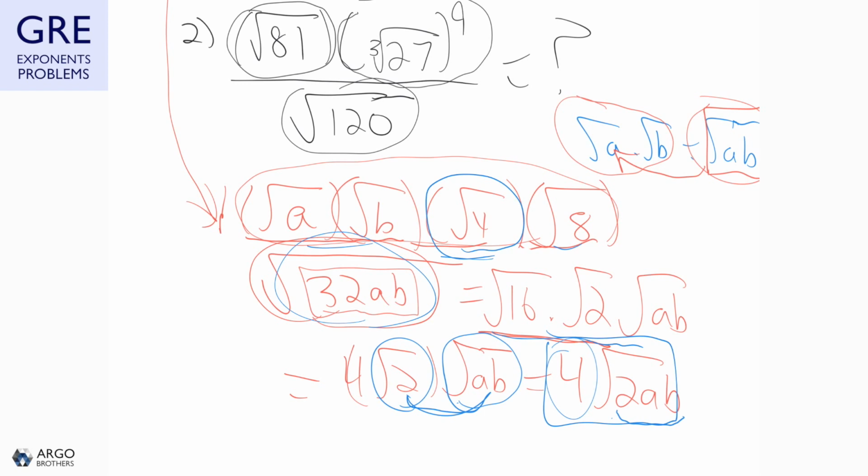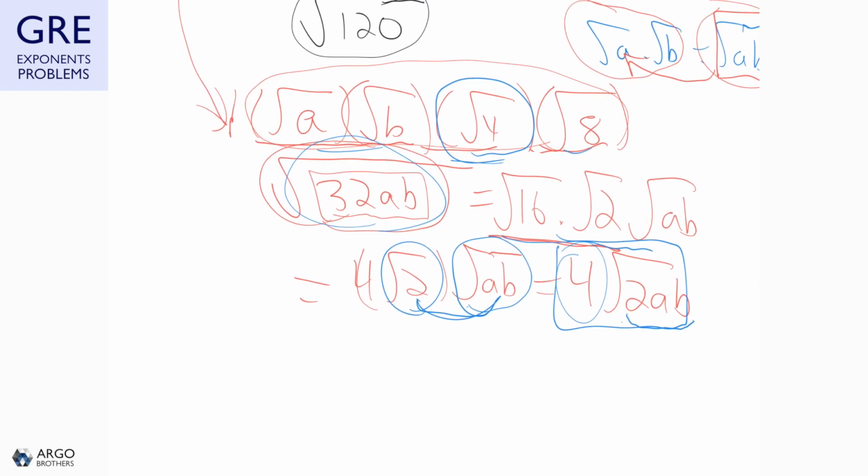You want to have one term. And that term that we got here is 4 square root 2ab. All right, great. And so that was just the first one. Now let's go over number 2.